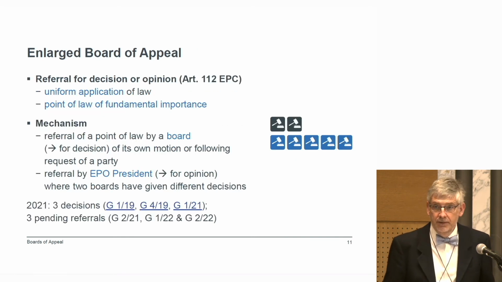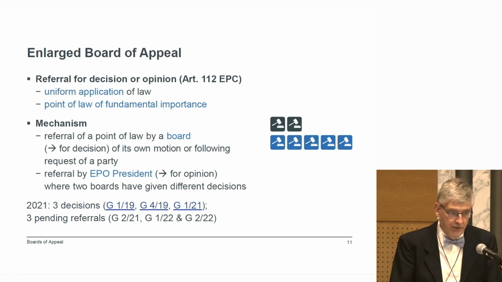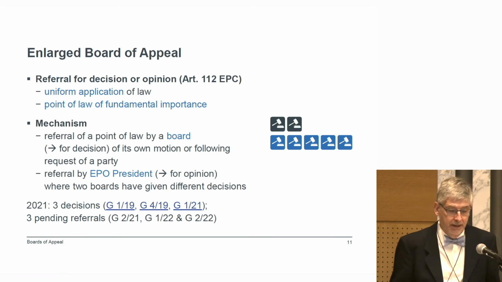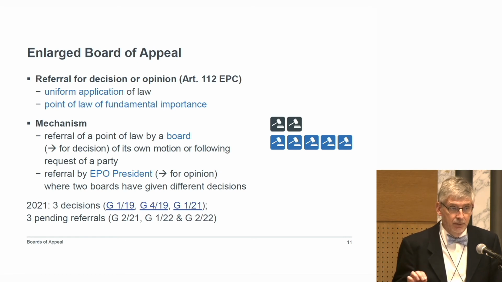First of all, on the referrals, where points of law are referred to the enlarged board of appeal when it comes to the interpretation of the EPC. Again, this can be done by a board or by the president of the EPO, and in that case, the enlarged board consists of 5 legally qualified members and 2 technically qualified members.